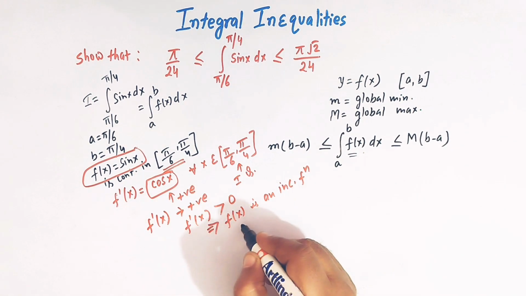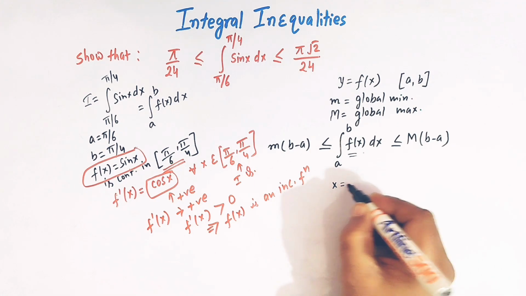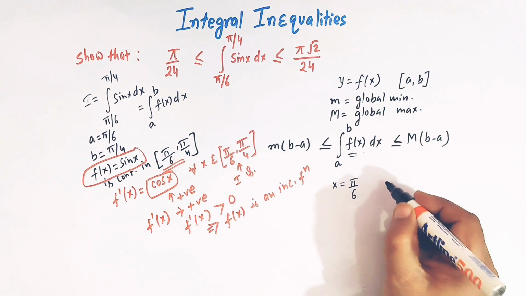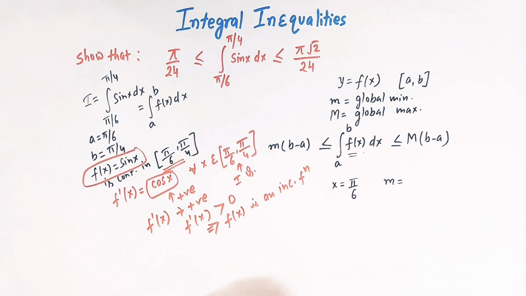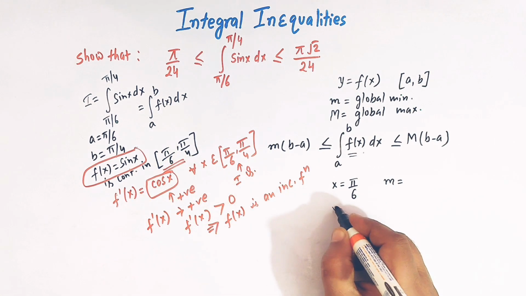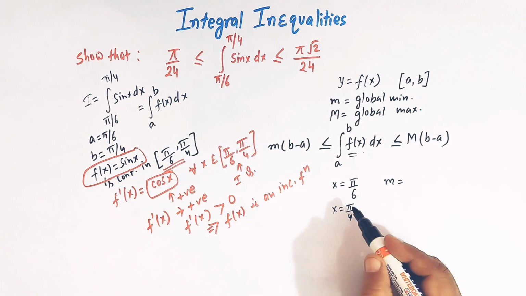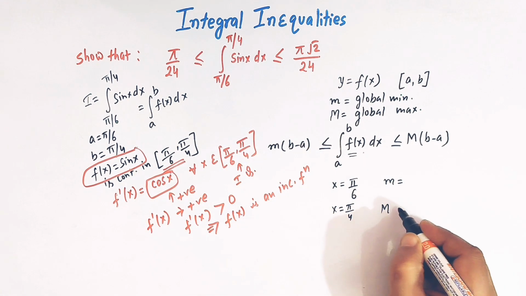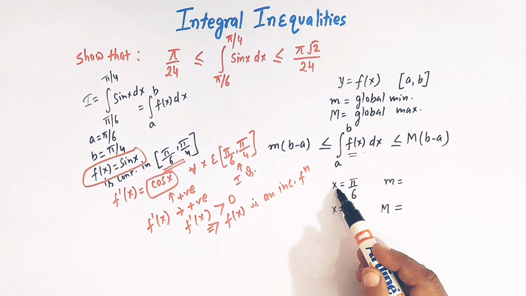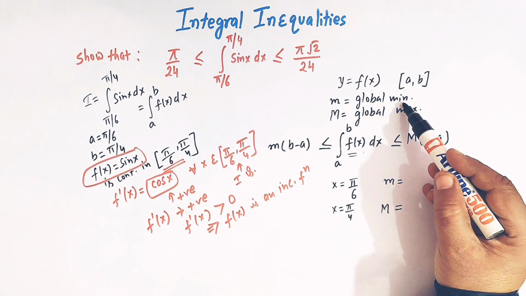So now this function is increasing function. So x is equal to pi by 6, that is the lower limit. It gives us the value of m, right? And the value of x that is equal to pi by 4, that is the upper limit. The upper limit will give us the absolute maximum, and the lower limit will give us the absolute minimum, right?